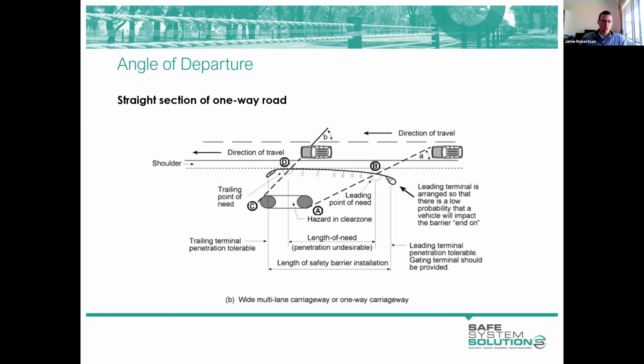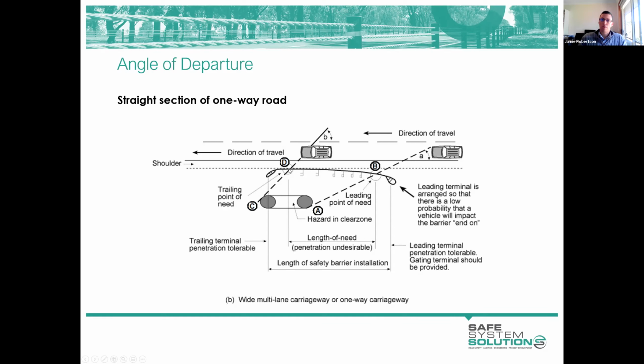In a one-way situation, we adopt our run-out angle A here to determine how long our barrier needs to extend prior to the hazard. But we don't need to continue that barrier further along here because we haven't got any traffic going the other way.